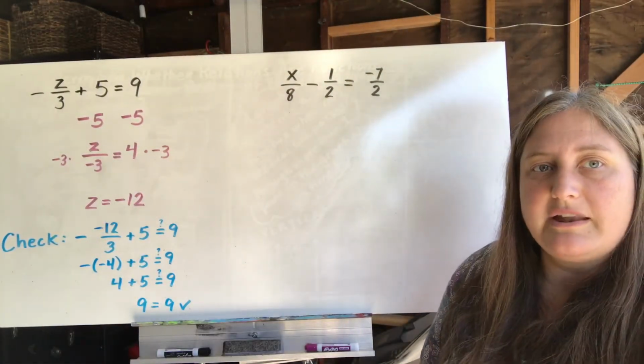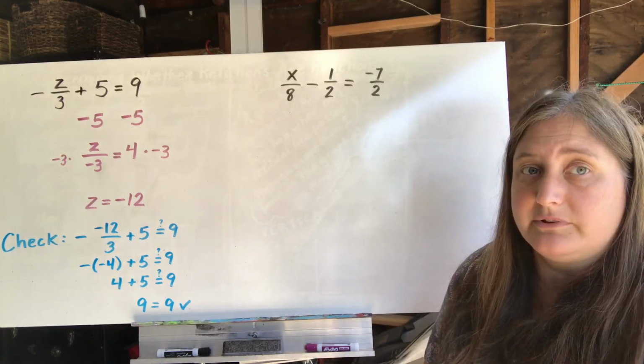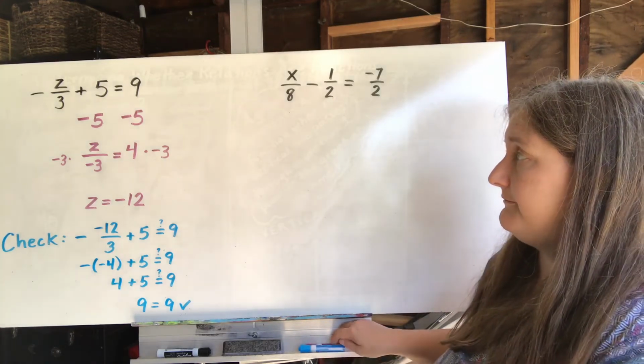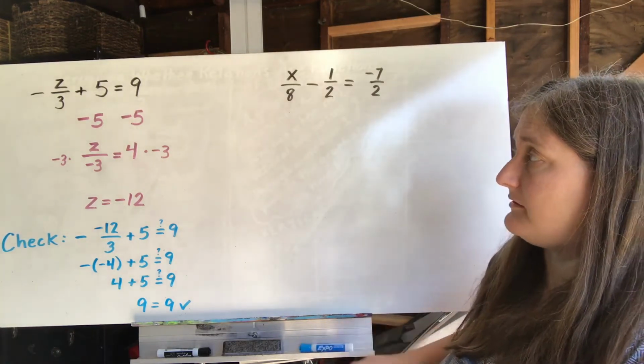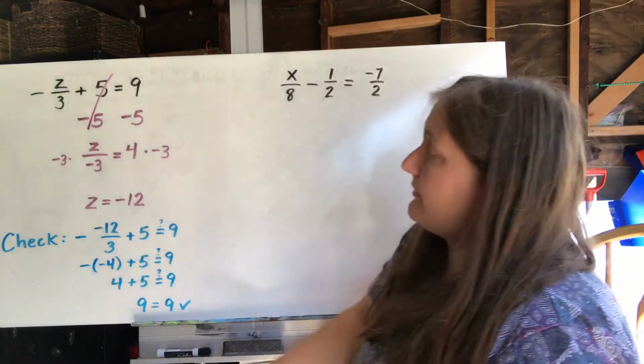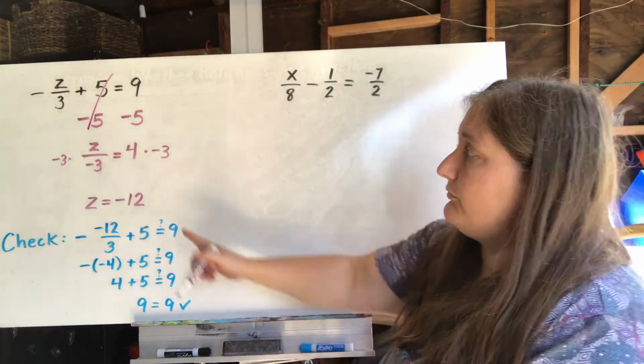Let's try another one. We've got negative z over 3 plus 5 equals 9. So in this one, I'm going to get rid of my 5 first by subtracting 5 from each side. So this here will cancel out, and I'm left with negative z over 3 equals 4.